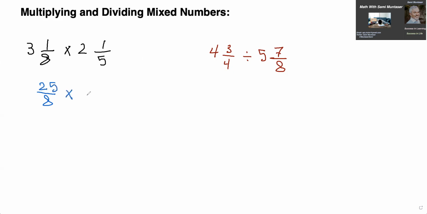And you do the same thing to the other one. 5 will still be 5 on the bottom, but the top, you go 2 times 5 is 10. 10 plus 1 is 11. And that's what you have right there.